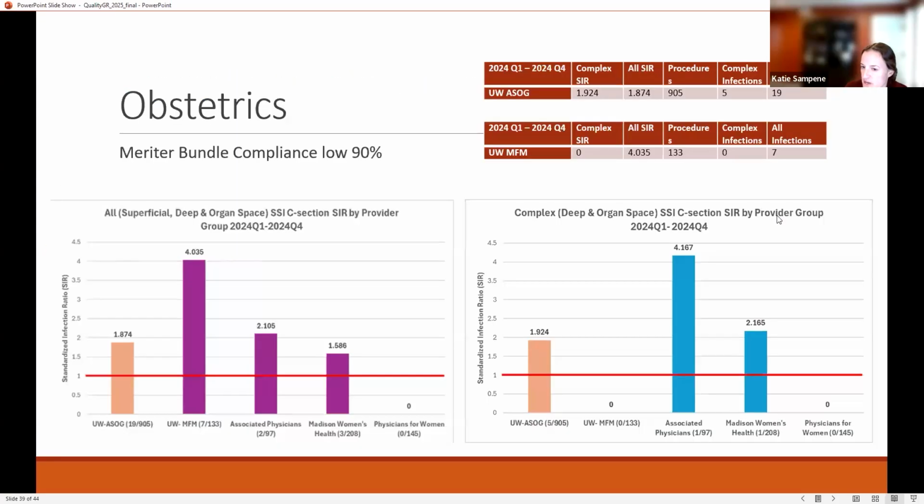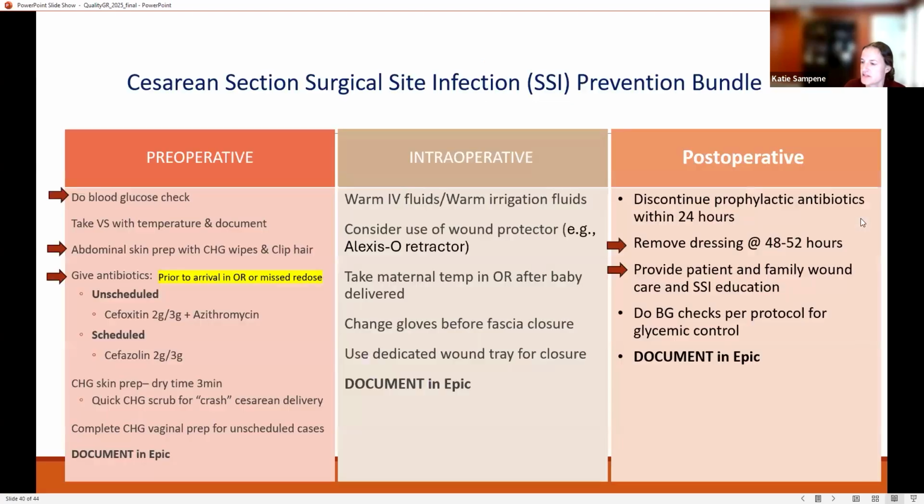This is our obstetric SSI bundle on that next slide that you'll see in a second. The red arrows are the arrows where ASOG had a miss, if you will, on a C-section. Not all of these are physician driven. Removing dressings, education about their wound is nursing led.